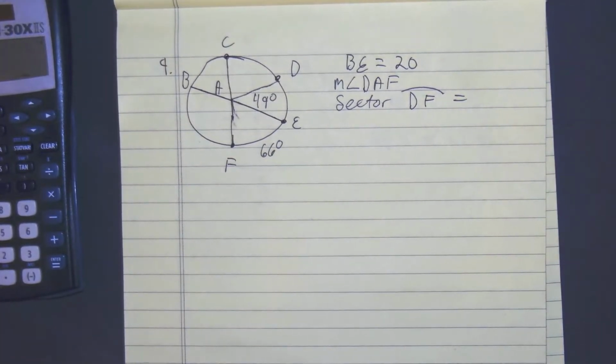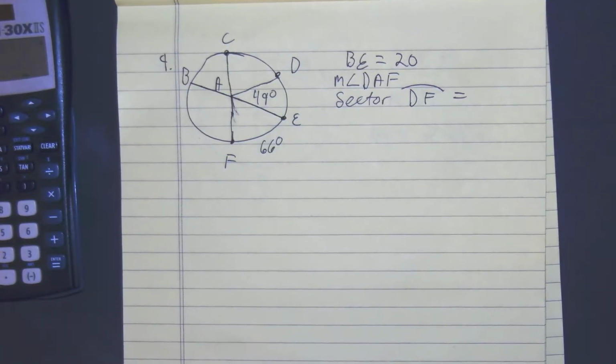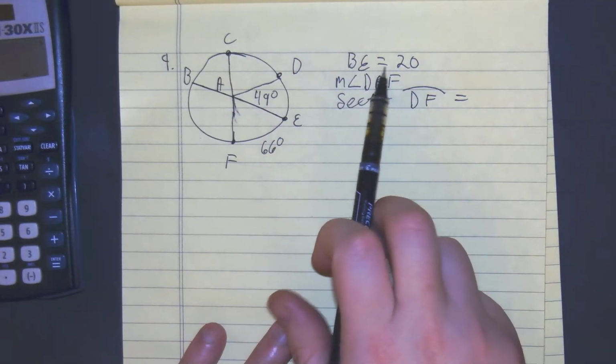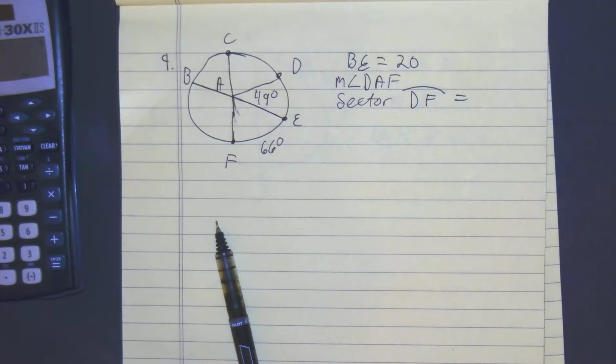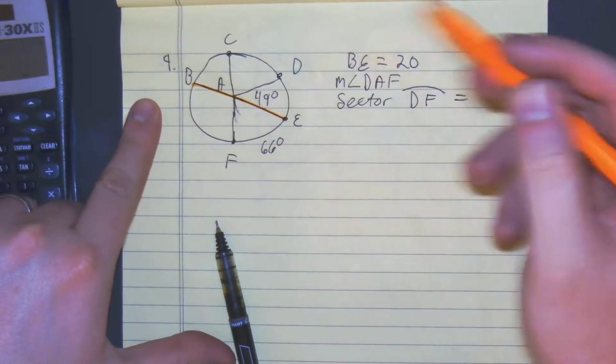All right, number 9. Number 9's a bit of work. It's a combination question, so let's just make sure we can see all the different parts. First off, we know that BE is 20, so I'm going to first highlight that. BE is equal to 20.